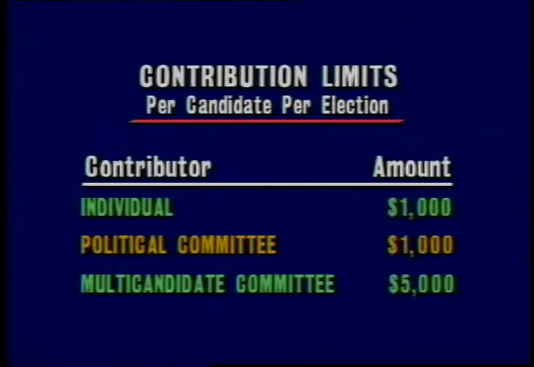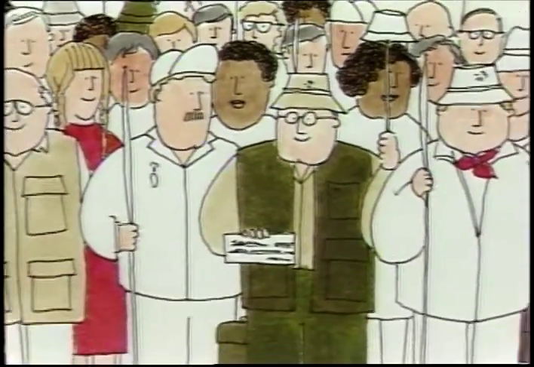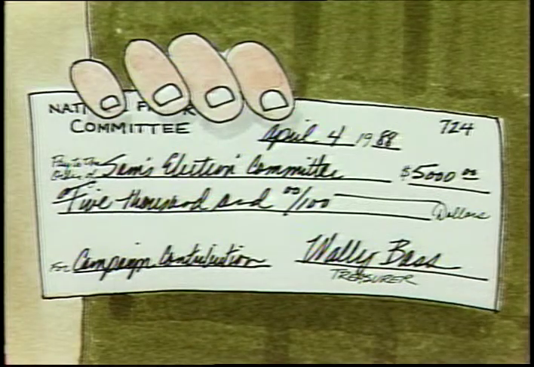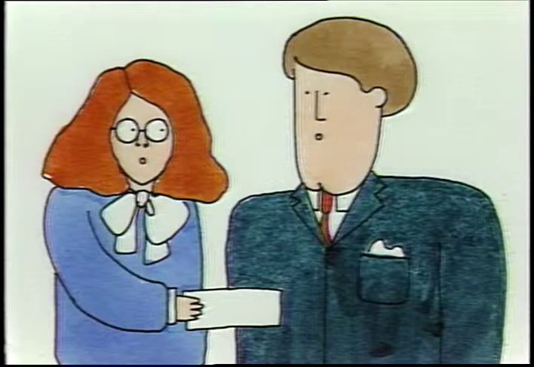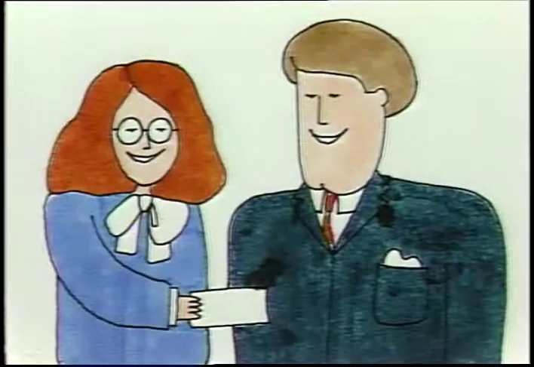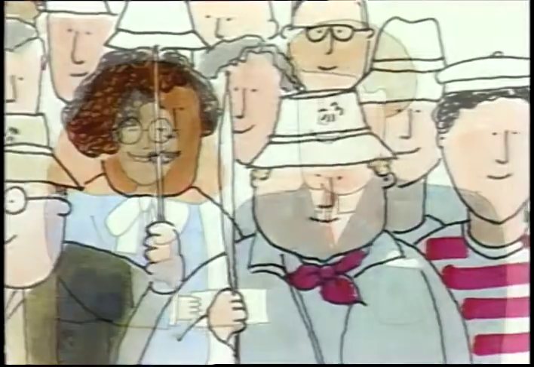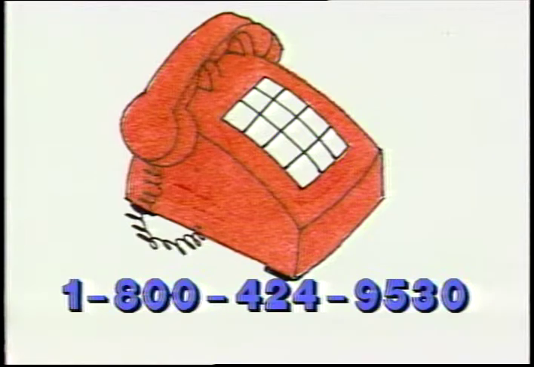Most political committees are also limited to $1,000 per candidate per election. But there is an exception. A multi-candidate committee may contribute up to $5,000 to each candidate per election. A multi-candidate committee has more than 50 contributors, has been registered for more than 6 months, and supports at least 5 federal candidates. $5,000? Uh-oh. Are you qualified as a multi-candidate committee? Yep. Whew. It's the campaign's responsibility to find out whether a contributor is qualified as a multi-candidate committee. If you're not sure, call the FEC.